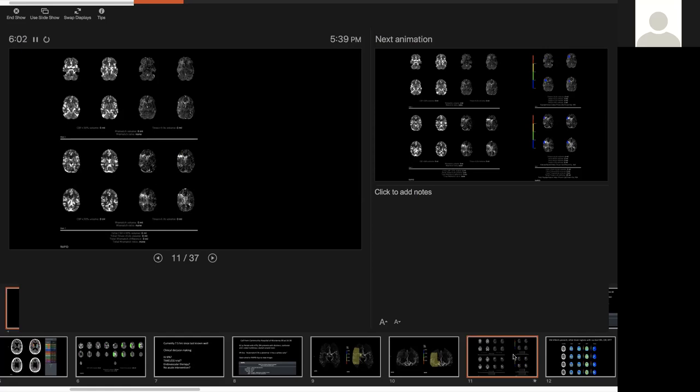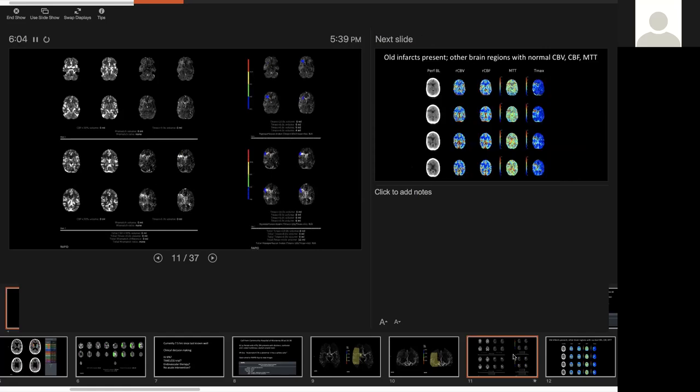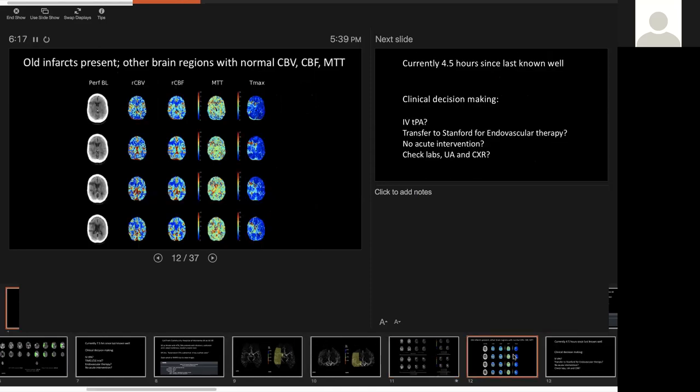So we're wondering what's going on. Here's another look at that perfusion delay. The blue color indicates a 4-second delay in perfusion. So probably in the region of benign oligemia rather than critical hypoperfusion. And then we get the image columns that give us the CBV, CBF, mean transit time, and Tmax. And these are co-registered to the non-contrast CT.